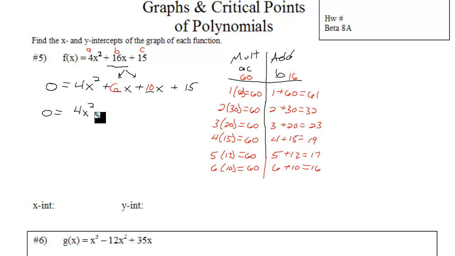You group terms together that have common factors. We have not changed the value of this problem, we've just changed the way it looks. We changed the 16x to a 6x and a 10x. We changed it from 4 terms to 2 groups of terms being added together. The values haven't changed. So this is by grouping. Once you group terms together, find the GCF of each group.